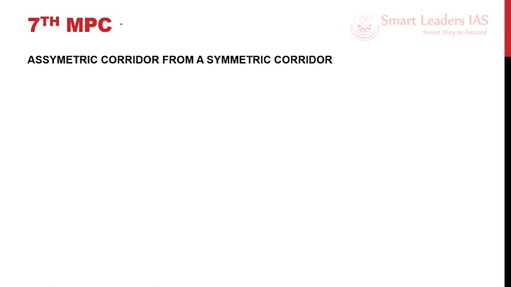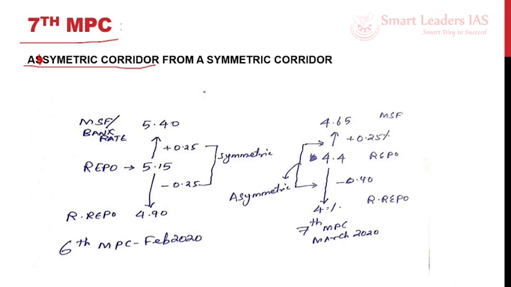The 7th Monetary Policy Committee made certain important decisions. In the decisions, how did it change the entire monetary policy tools? We are going to see. So, asymmetric corridor. From a symmetric corridor, we have moved to an asymmetric corridor. So what is this? Understand?